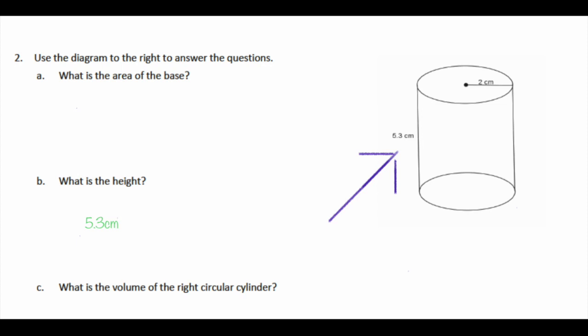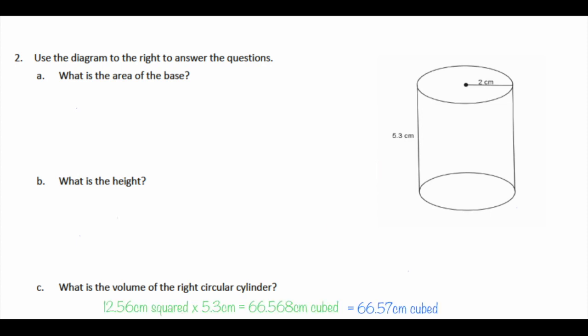Part B simply asks for the height. Now, there's not a lot that you really can do when coming to the height. You just look and find out what the height of the object is. So if we look at the left side of the cylinder, we can see that the height is 5 3/10 centimeters. Now let's put it all together and finish out this problem.